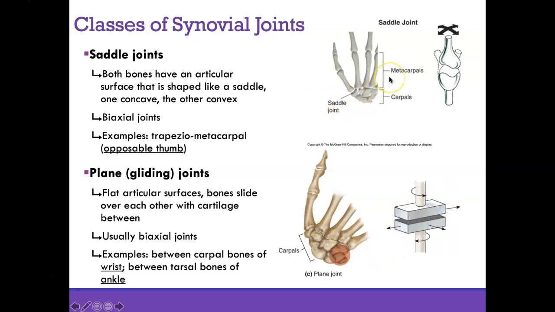The other ones are called saddle joints because they have saddle-shaped surfaces. So these joints are named based on the types of surfaces where the bones meet.